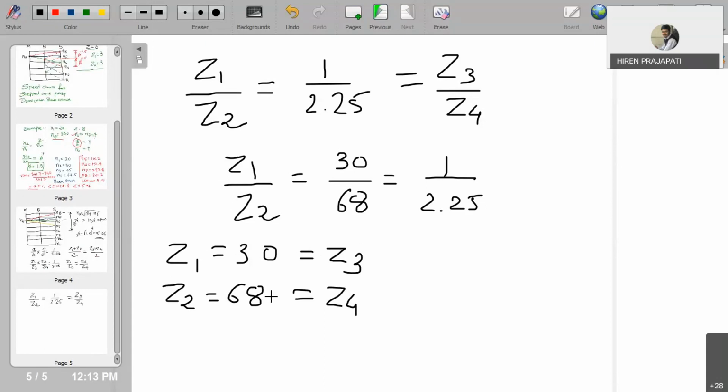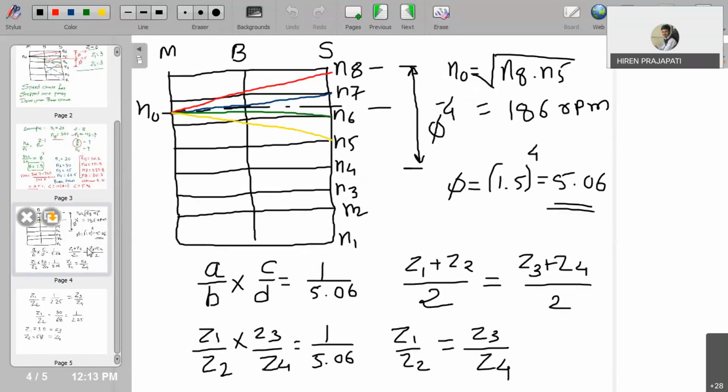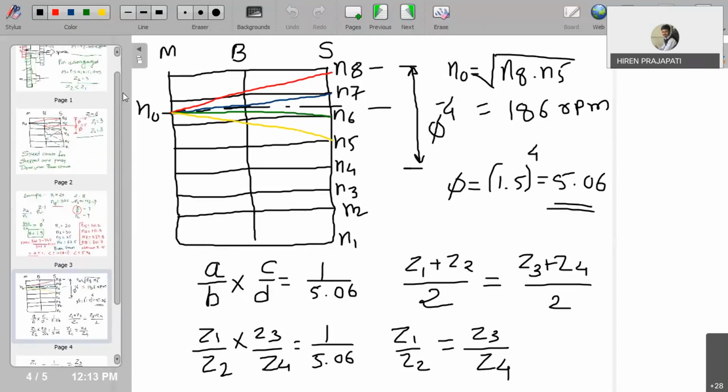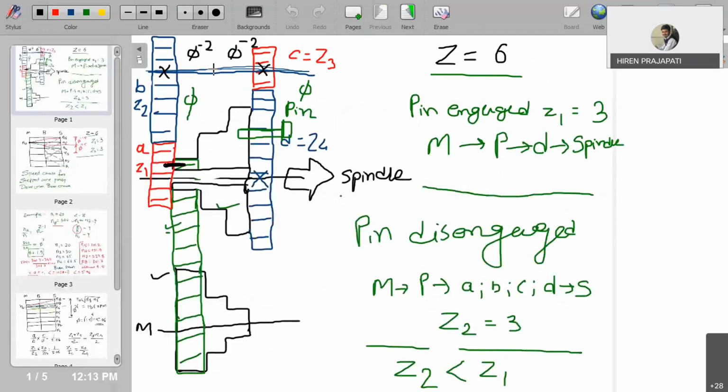So this is how we got the gear ratio, and if I take the mean of these two, this will also tell me what should be the distance between two shafts here. If you take the module and then find the pitch circle diameter, based on that you can calculate the distance between these two shafts, the spindle shaft and the back gear shaft.